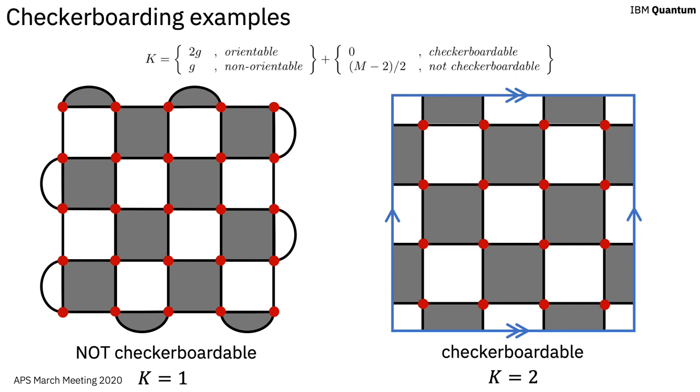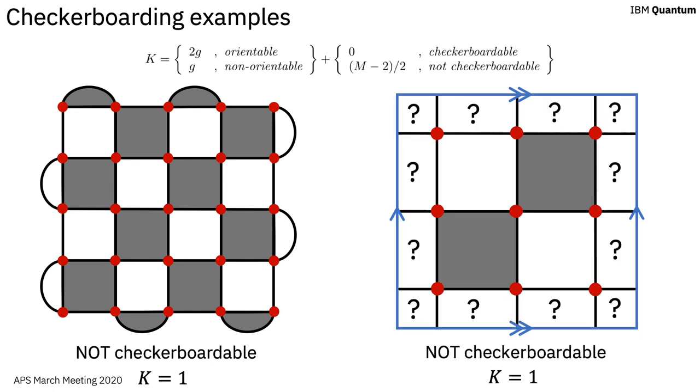Now you may notice something a little bit funny here. This graph is only checkerboardable because I've chosen it to be 4x4. So there are four horizontal lines and there are four vertical lines. If instead I choose it to be 3x3, then the graph is no longer checkerboardable. And so here's an attempt to checkerboard it. I've colored these two faces black and I've colored their neighbors white, but then I don't know what to do with the faces around the outside. So this ends up being not checkerboardable. And if you plug this into the formula, you see that the number of encoded qubits is now one. So we've actually lost an encoded qubit.